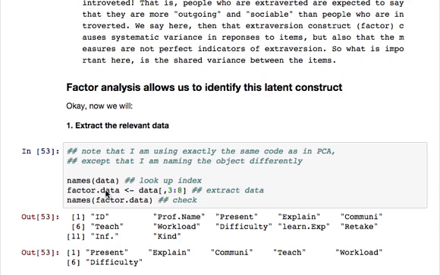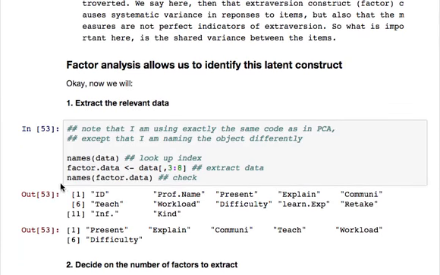So in here, once again, I'm going to take a look at the entire data set. There's ID, professor name, the student evaluation dimensions: the presentation skills, explanation, communication, teaching, the workload for the course and difficulty for the course, the student's learning experience, whether they would take the course again now that they know all of the information about the course, and the two subscales, influence and kindness, that describe charisma. And those subscales I have created in my own research.